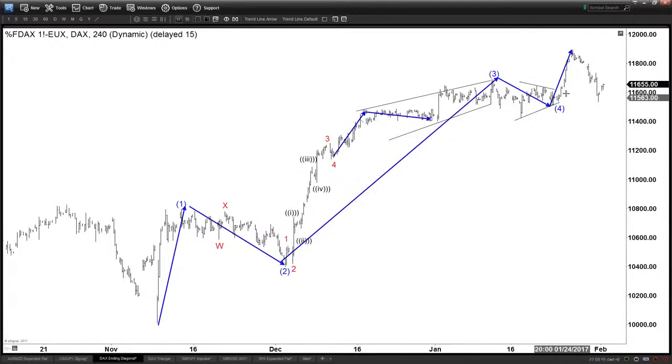Also, you see a triangle here. We're going to take a look at triangle next. Usually a triangle happens in the wave 4. This is a very good example of a triangle here. So it's a very, very nice example here, a typical example of an extended wave 3. We get an ending diagonal, we get a triangle, and so on.